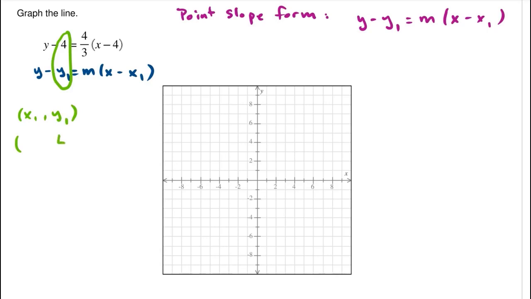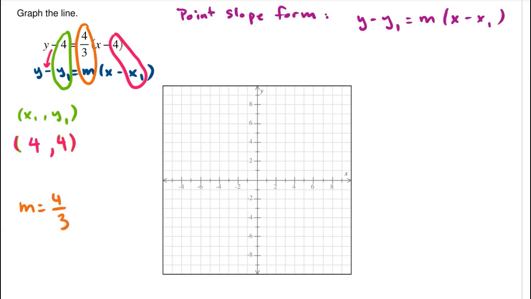So your y1 is 4 in this case. Again, keep in mind we don't carry the negative sign because this negative is part of the formula. We don't bring it into the point. And your x1 will be 4. So your point x1, y1 is 4, 4. And your slope is 4 over 3. M equals 4 over 3.